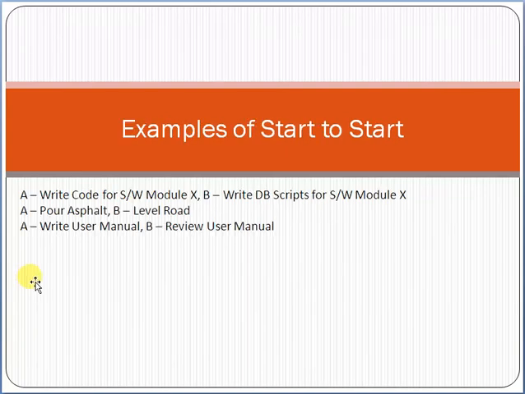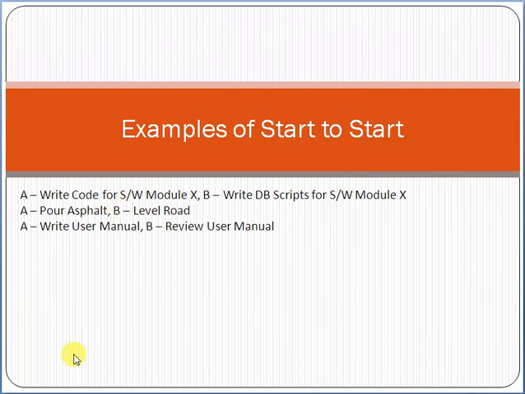Now coming to some examples of start to start. Activity A is write code for a software development module, and activity B is write DB scripts for the software development module. That means once the software development starts coding, the DB script writing will also start. Activity A is pour asphalt and activity B is level road. Once the pouring of asphalt starts, only then the level road will start.